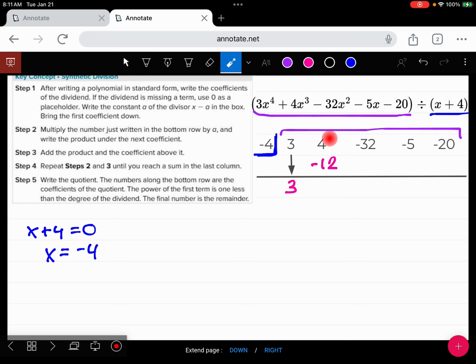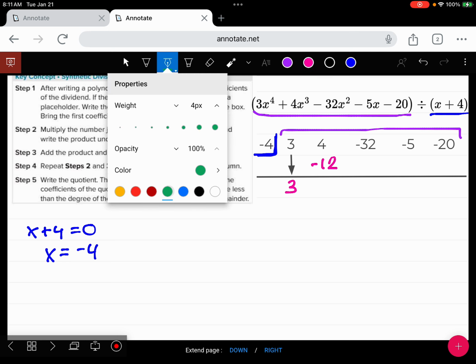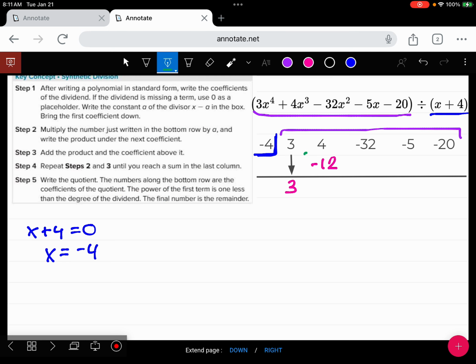Then when it comes time to drop it again here, we add. That is the big difference between our synthetic division and our long division, is instead of subtracting, we add, which makes it a lot easier to keep track of signs. We're not going to have near so many double negative things as we did in our long division. So we're going to have our 4 plus that negative 12, which is going to give us negative 8.